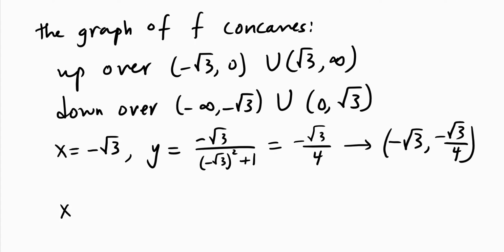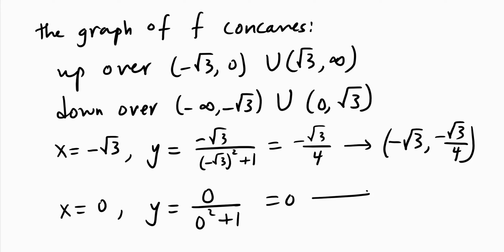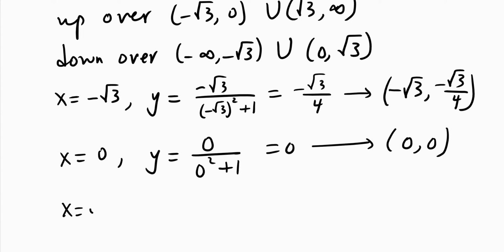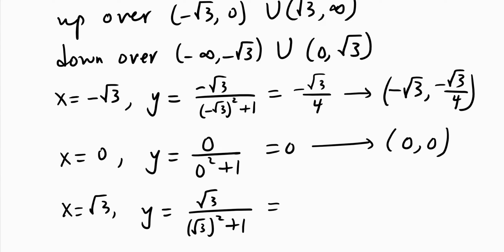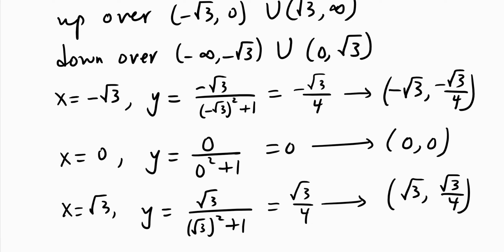Next point, if x is 0, that will give us 0 over 0 squared plus 1, which is 0. So another point is 0, 0. And we do the same thing for the last one. X equals square root of 3, y equals square root of 3 over square root of 3 squared plus 1. That's square root of 3 over 4. So the third inflection point is square root of 3 comma square root of 3 over 4.